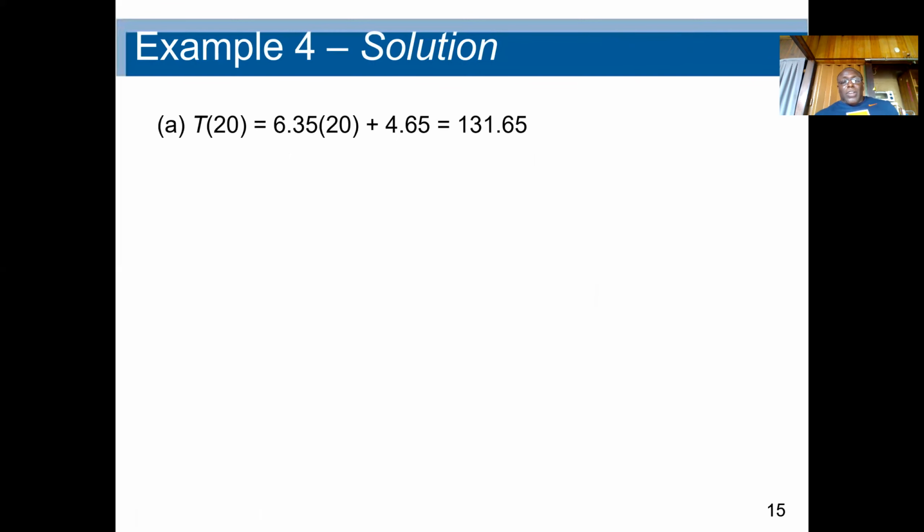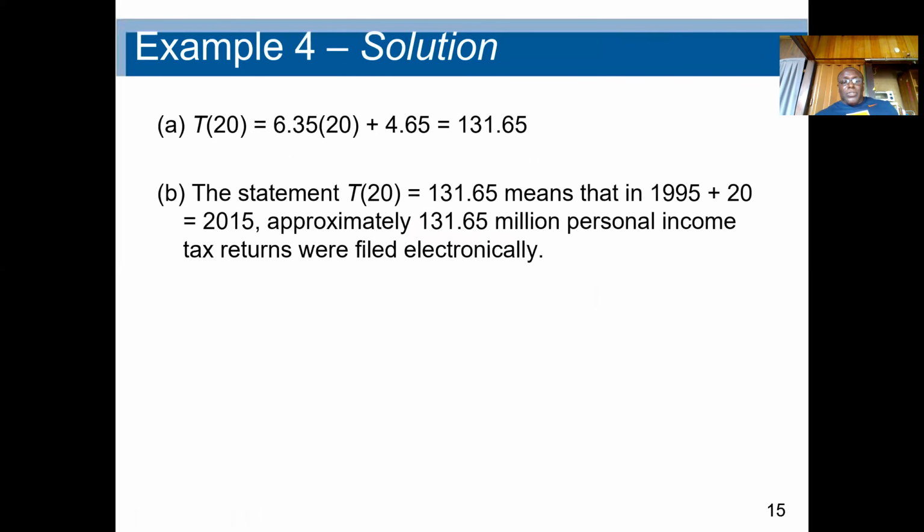So we plug in the value, we get 131.65. Then we explain what our answer means. Again, here the answer is telling us that by the year 2015, because 20 years from 1995, approximately 131.65 million personal income tax returns were filed.